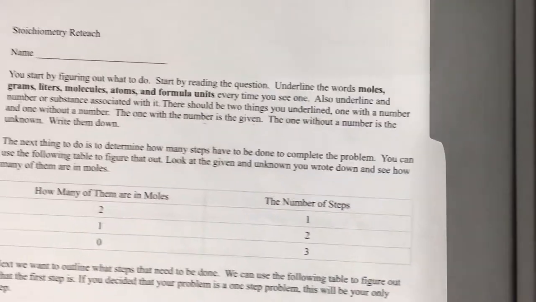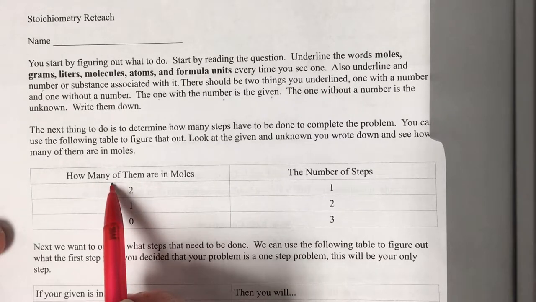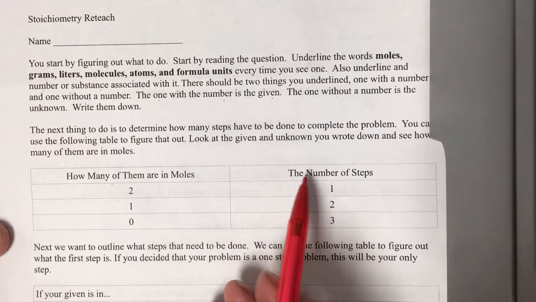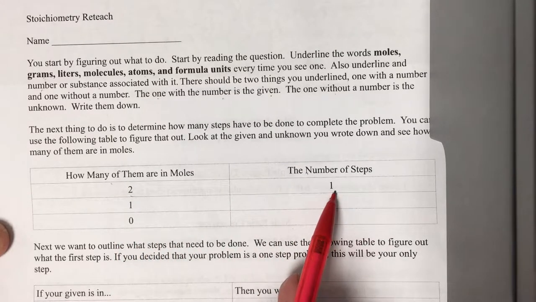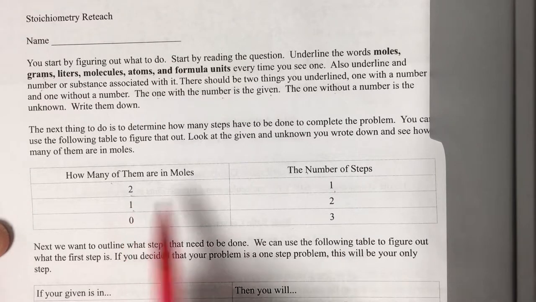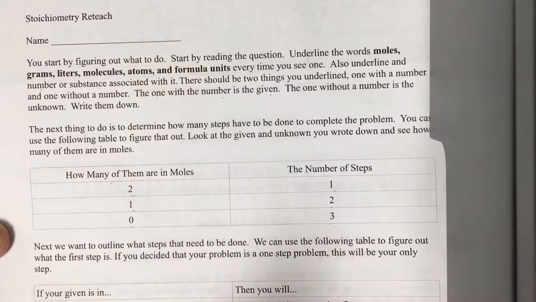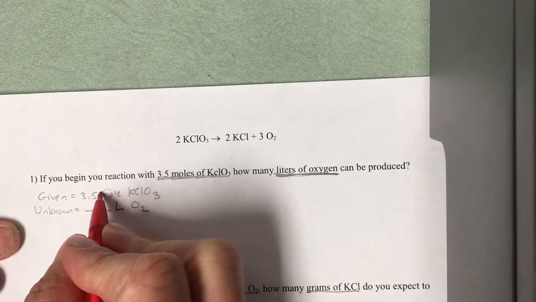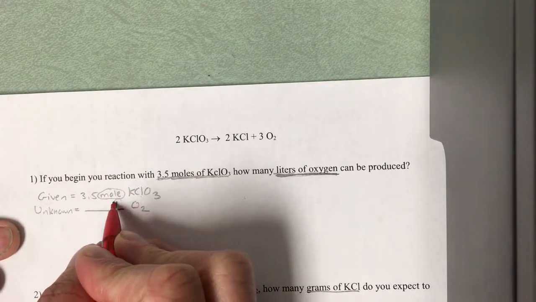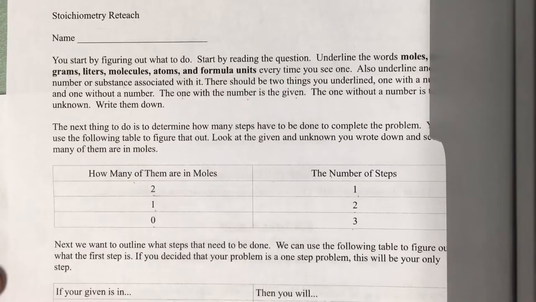Now we move on to this little table. We look at our given and unknown and we see how many of them are in moles. That will tell us how many steps to do. If both of them are in moles, it's a one-step problem. If one of them is in moles, it's a two-step problem. If none of them are in moles, it's a three-step problem. So let's take a look. Moles, liters. One of the two are in moles, and if one of the two are in moles, it is a two-step problem.